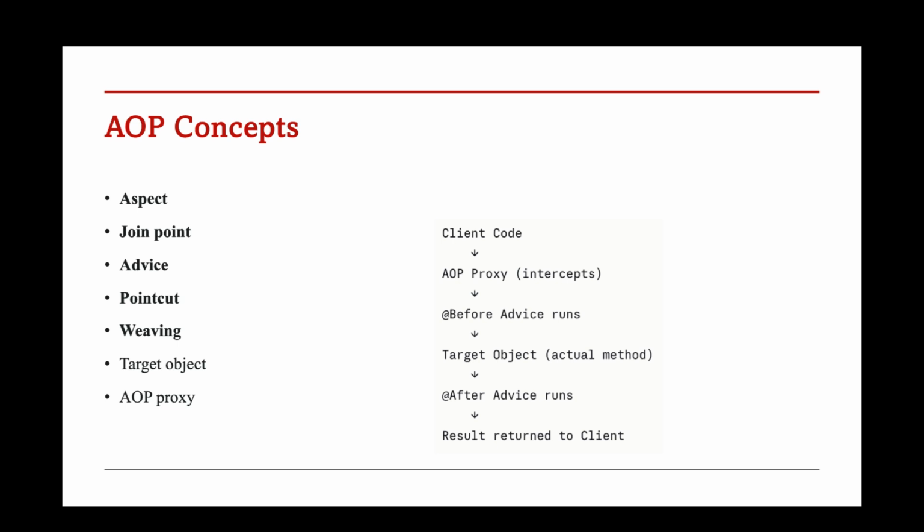In simple words, when you call a method on a Spring bean, you are not calling it directly on the actual object. You are calling it on the proxy. The proxy sits in the middle, intercepts the call, runs the advice, and then delegates to the actual target object. This is how Spring AOP works without modifying your original code at all.